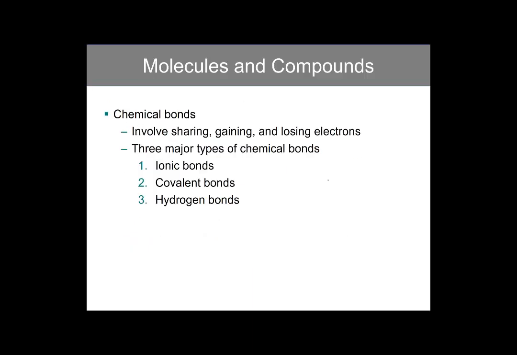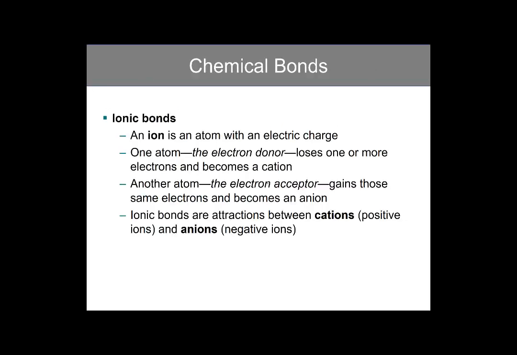Chemical bonding involves the sharing, gaining, and losing of electrons, and there are 3 major types of chemical bonds discussed in this course. We have ionic bonds, covalent bonds, and hydrogen bonds. Ionic bonds form when ions exist. Ions are atoms with an electric charge.